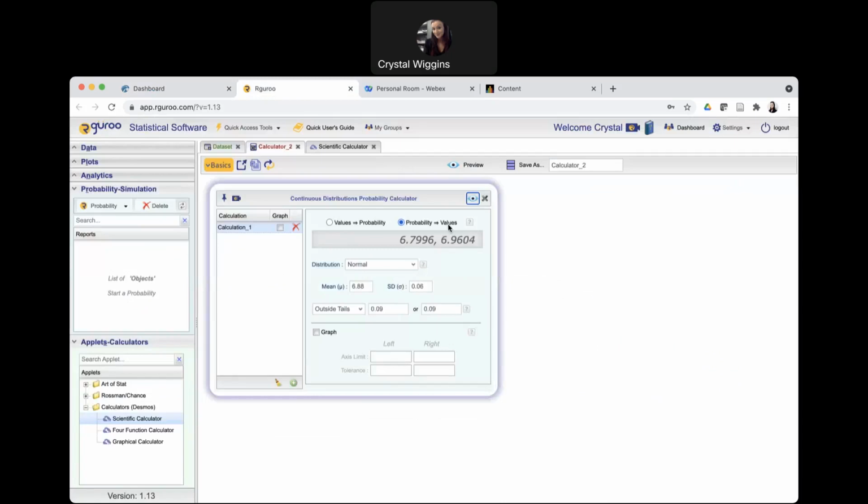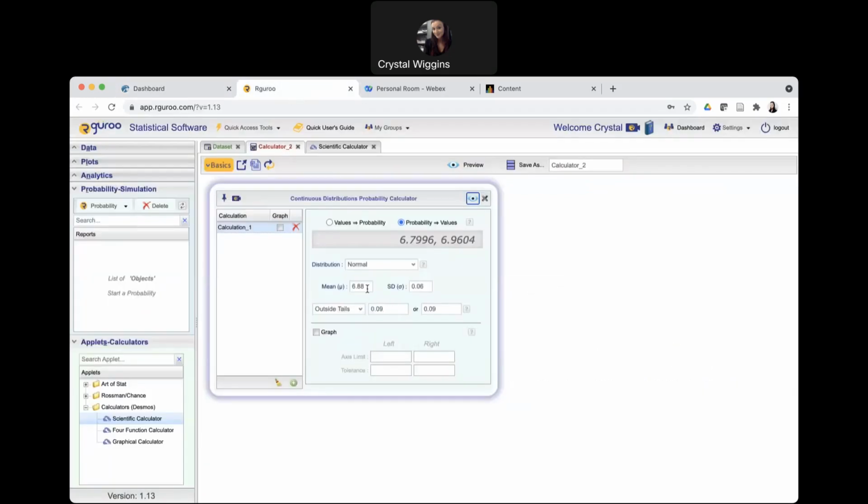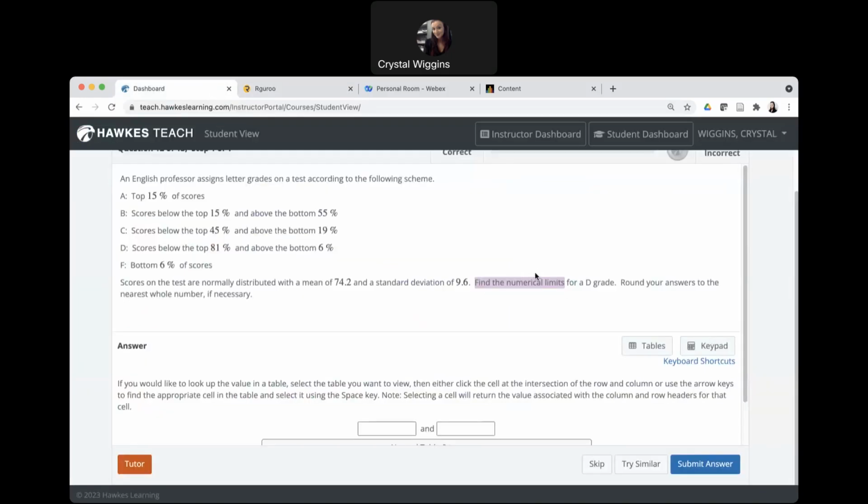So I double check my mode is at the correct one. I'm going to enter in 74.2 and my standard deviation of 9.6. Let's enter those values. 74.2, 9.6. They want me to find the numerical limits for a grade of a D. So I take a look. Here is the area under the curve that corresponds to a grade of a D. Be very careful to read this one carefully.